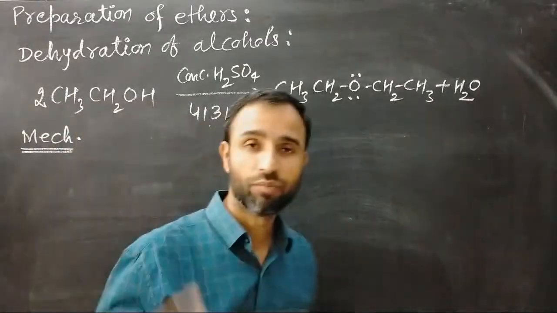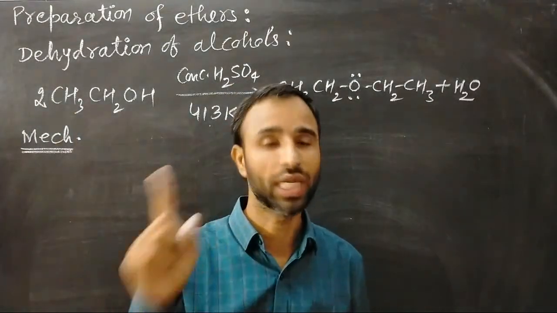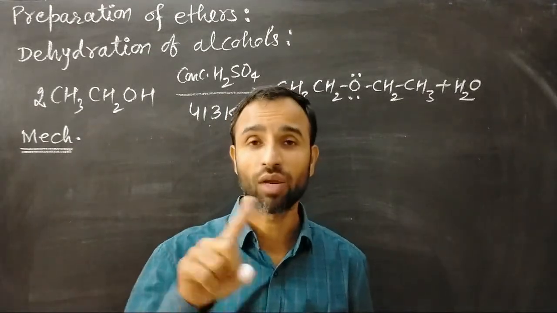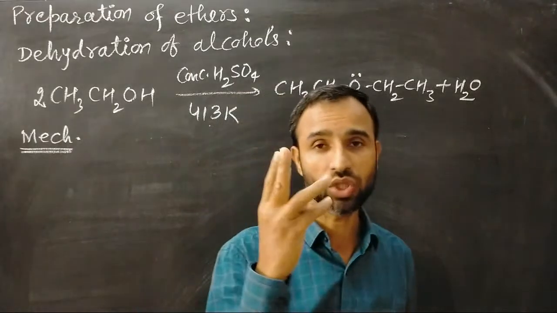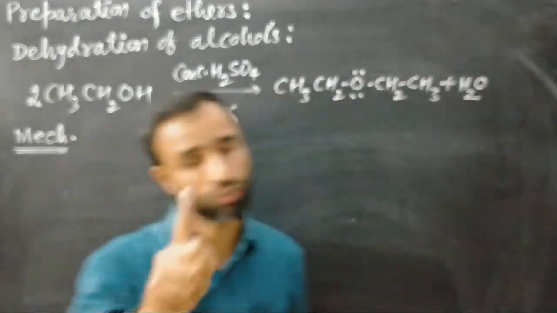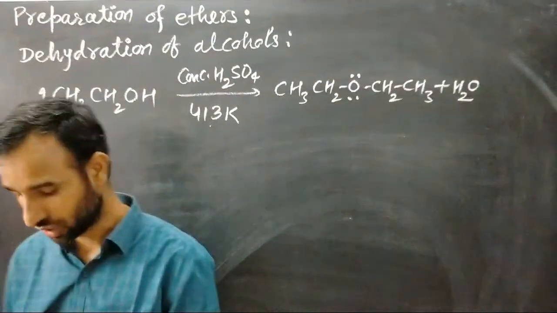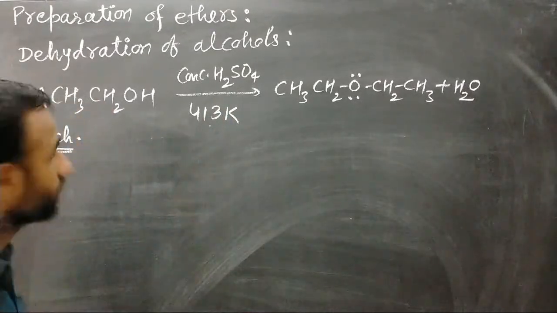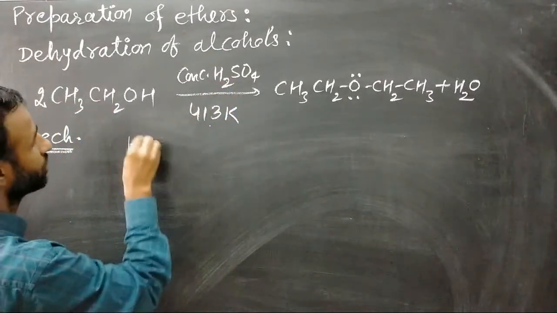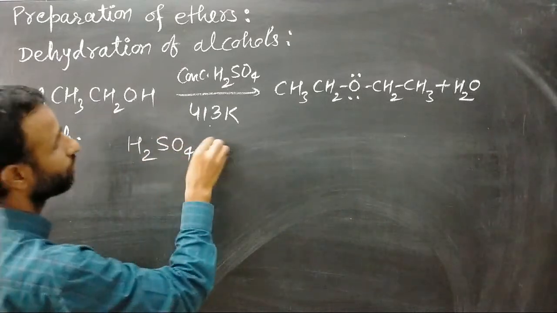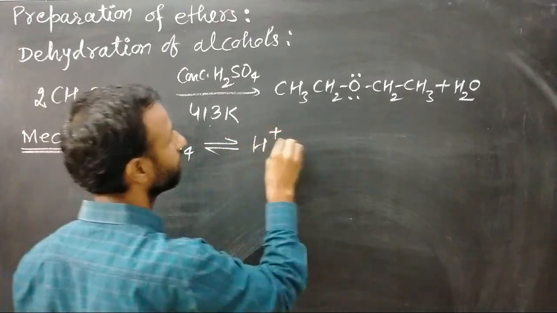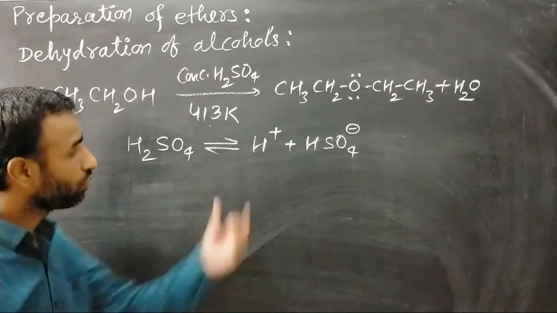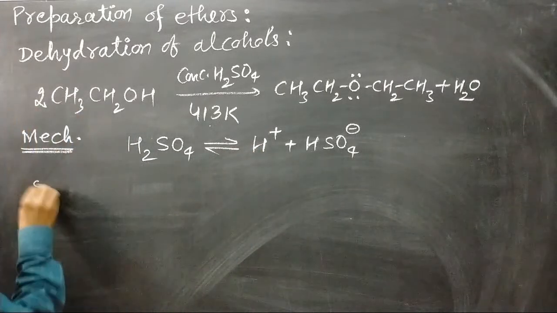Now, let us focus on its mechanism. There are three mechanisms. First, alcohol to alkene. Second, alkene to alcohol. Third, alcohol to ether. Out of these three, at least one should be asked in your final exam. Keep in mind this. So, in mechanism, you have H2SO4. H2SO4 will give H plus ion along with HSO4 negative.